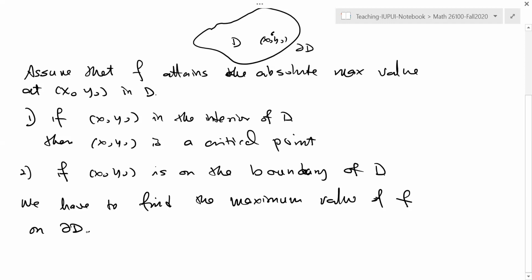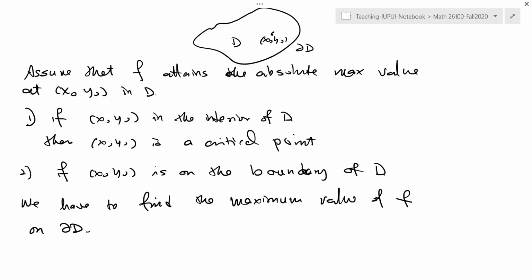Because if the function is continuous, it always has an absolute maximum value somewhere. If it's inside the domain, then this point must be a critical point. If it's on the boundary, then you cannot talk about critical points. But in either case, you have to look at the value on the boundary and find the maximum, similar to the function with one variable.